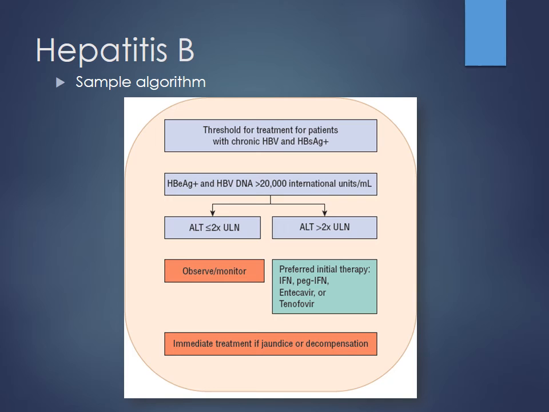So here's a sample algorithm of what you might see. A patient who has the Hep B virus and is positive for the surface antigen, you may hold off on treatment until their ALTs get above, say, 2 times the upper limit of normal, right? Once you're at that point, you say, okay, at this point we should go ahead and decide to treat, and we'll talk about these drugs that we use to treat in just a minute.